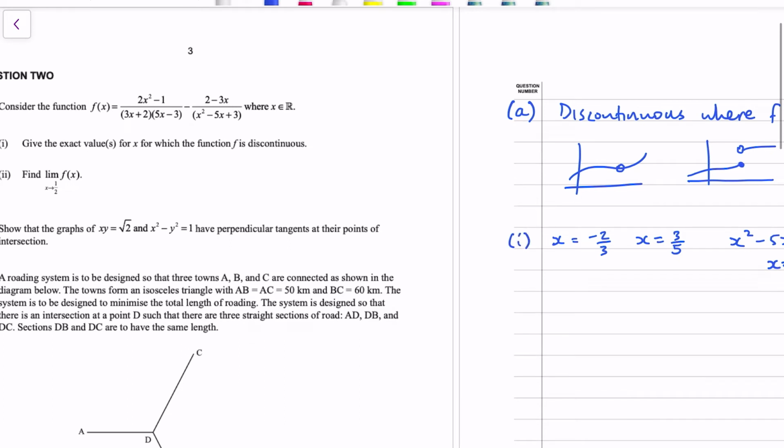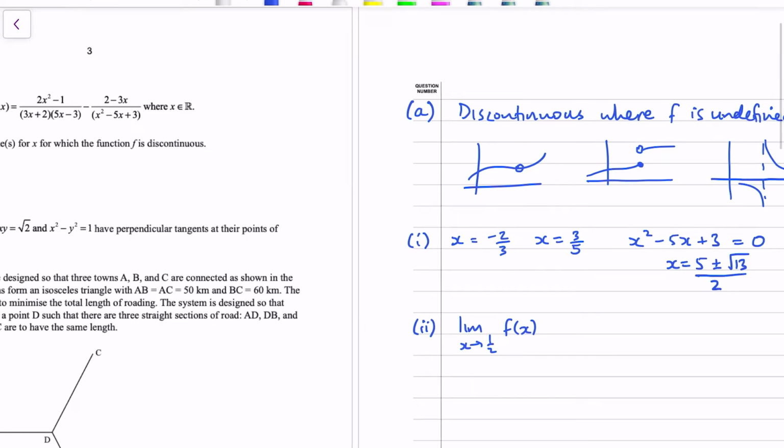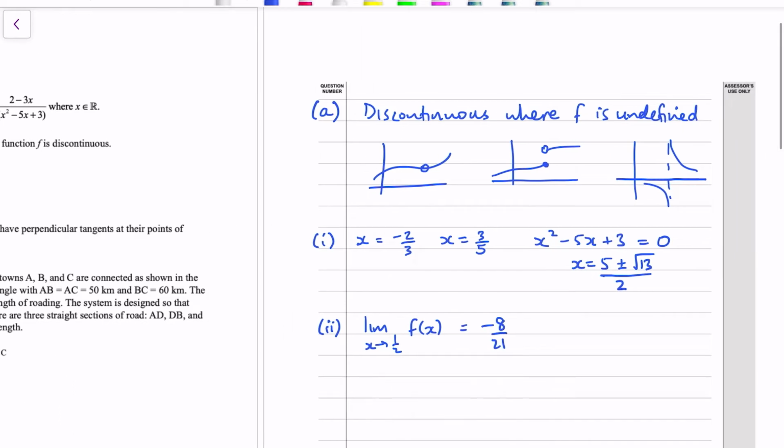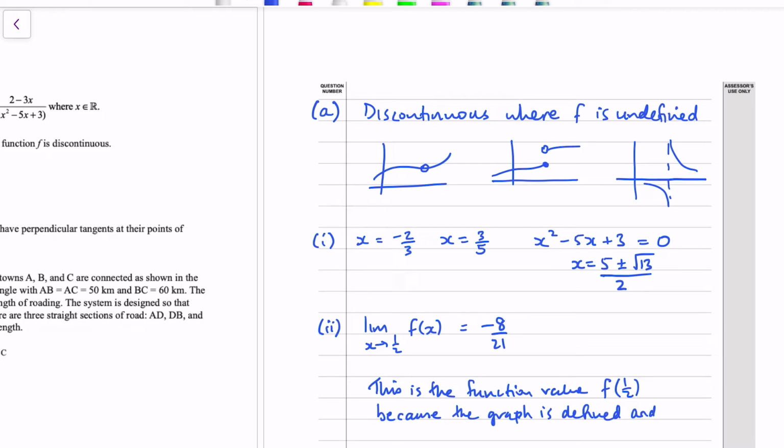And the second part asks us for this limit, where we're approaching a half. So we're saying as x approaches 1/2, what is the function value approaching? And because it's not one of the values of x that we've ruled out, the function must be continuous at x equals 1/2. So we could say the limit turns out to be minus 8 over 21. We'd say this is the function value, f of 1/2, because the graph is defined and continuous.